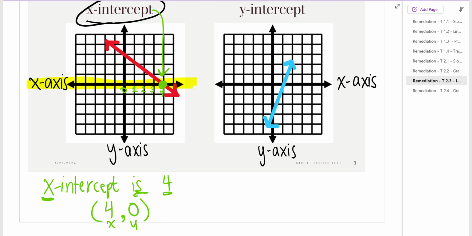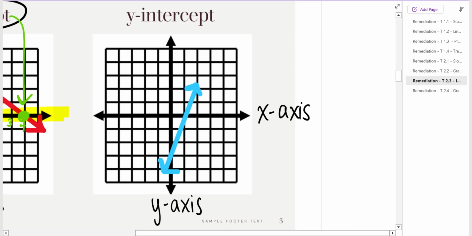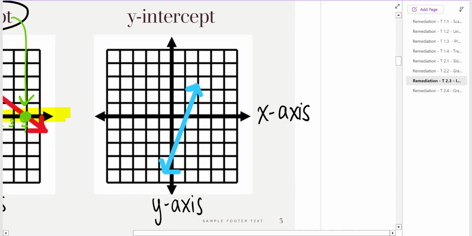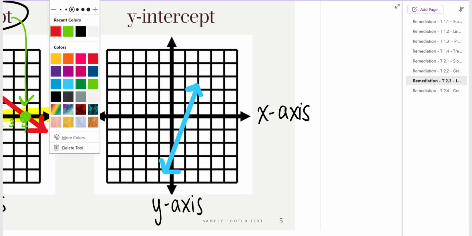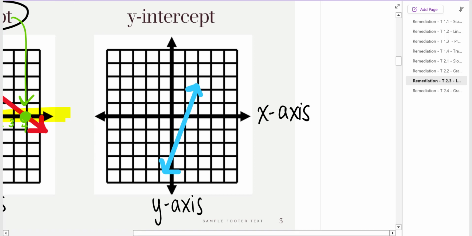Now we're going to do the Y-intercept. Ahora otro ejemplo, pero necesitas buscar para el intercept de Y. So this is a different example. We're trying to find the Y-intercept. Okay, we're looking at the Y-axis. So this is the Y-axis. So where is the blue graph crossing the yellow Y-axis? La gráfica azul está cruzando el eje de Y amarillo. ¿Dónde? Aquí. So they're crossing right here.